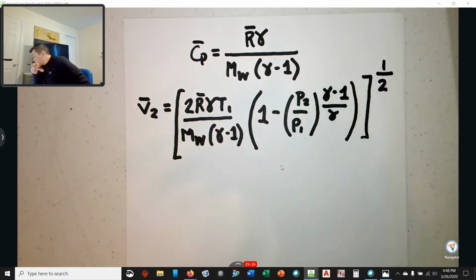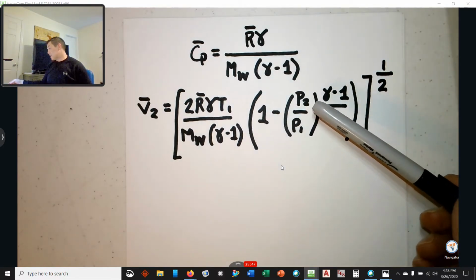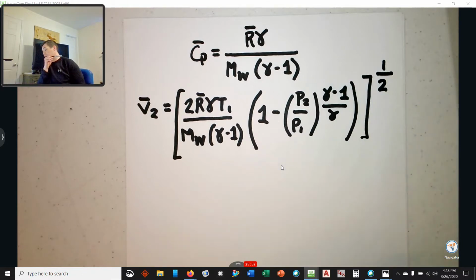What we can notice here is that the velocity through this system will increase as we decrease P2, right? Looking at this equation might not be immediately obvious, but a consequence here is that if we start decreasing P2, we're going to start increasing the velocity.